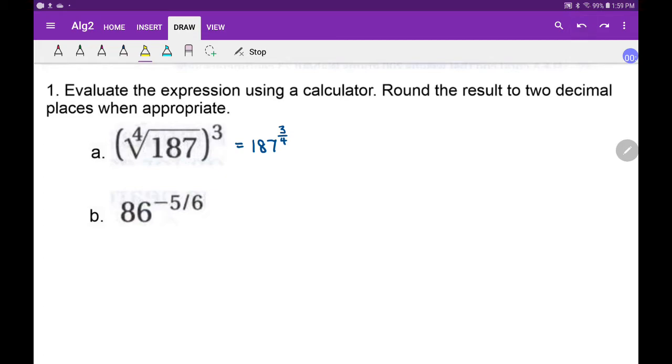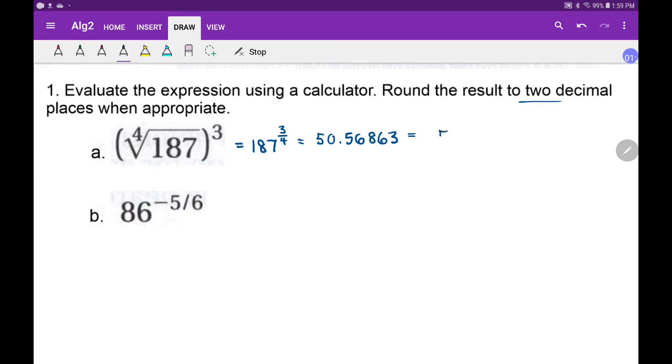So anyway, when I raise 187 to the 3 divided by 4, or 0.75 power, when I put that in my calculator like that, 187 to the power of 3 divided by 4, I get 50.56. I guess I'll write it out. 50.56863 is what my calculator reads out to me, and I'm supposed to round to 2 decimal places.